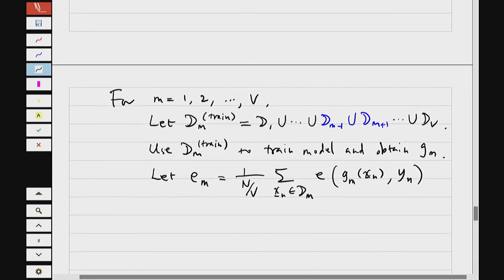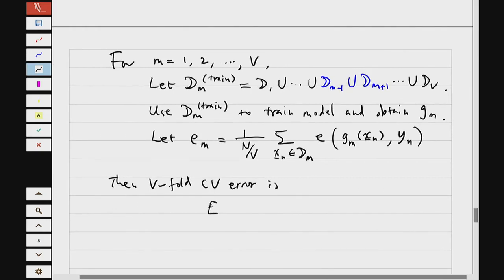So you keep doing this, you get the G_m, then you have the V-fold cross-validation error. Now just take the average of that. E_CV equals 1 over V, sum from m equals 1 to V of E_m. Yeah?